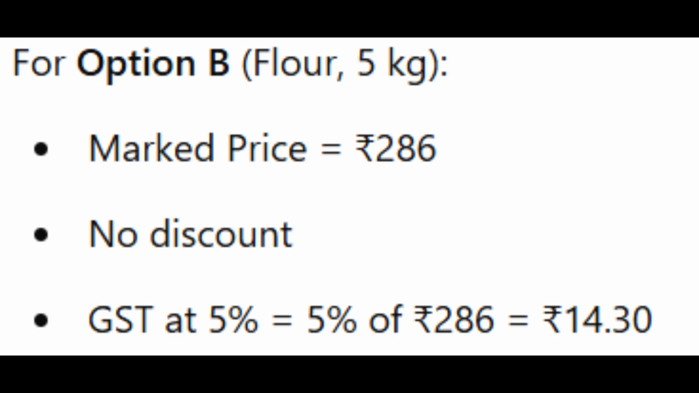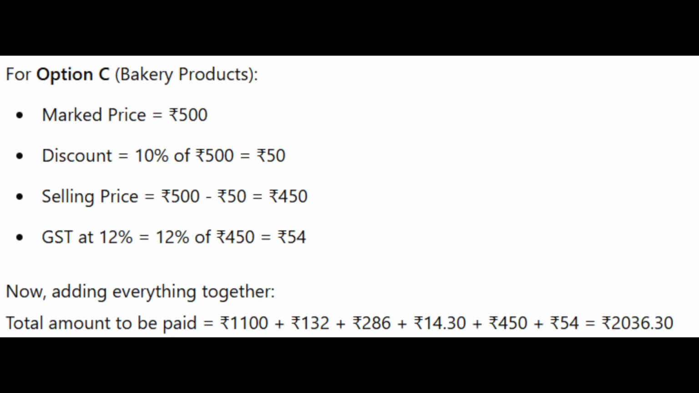For option C, bakery products. Marked price is equal to 500 rupees. Discount is equal to 10% of 500 rupees is equal to 50 rupees. Selling price is equal to 500 minus 50 is equal to 450 rupees. GST at 12% equals 12% of 450 rupees is equal to 54 rupees. Now, adding everything together, total amount to be paid is equal to 2036 rupees and 30 paise. This is the final bill amount.